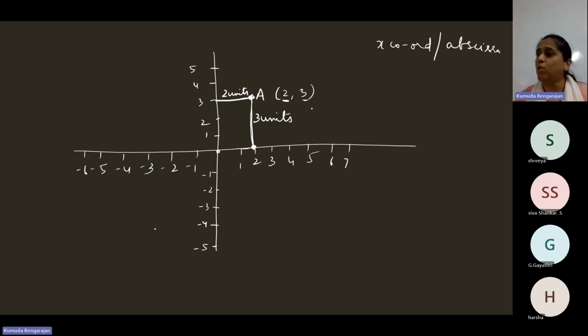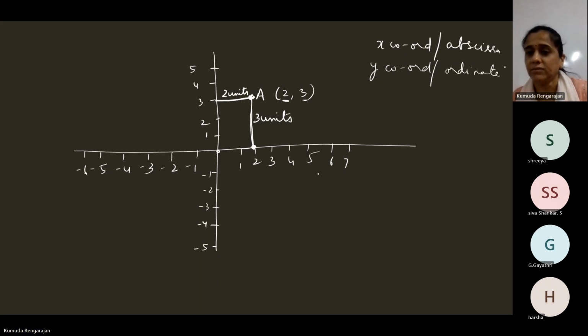And the perpendicular distance of the point from the x-axis is called the y-coordinate or ordinate. Simply ordinate. The x-axis is not called abscissa. The y-axis is not called ordinate. The x-coordinate is called the abscissa and the y-coordinate is called the ordinate, right? What is the x-coordinate? It is the perpendicular distance of a point from the y-axis. And what about the y-coordinate? Perpendicular distance of the point from the x-axis.